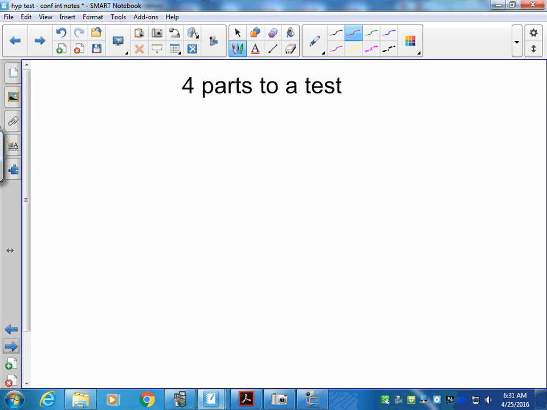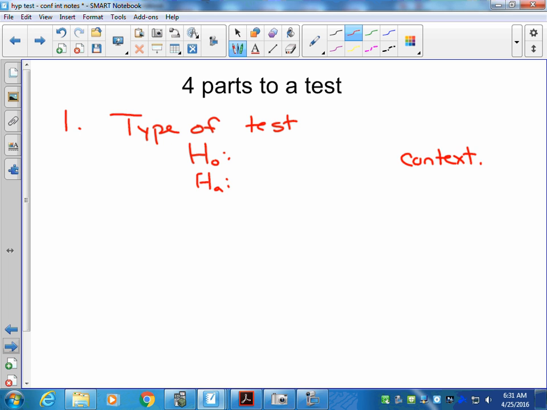Now, there are 4 parts to any test, and you want to make sure these are the pieces that the AP reader is looking for, that the scoring guide is asking you for. Number 1 is the type of test, and your null and alternative hypotheses. Now remember, in this situation, context is vital. So make sure that you're always putting context in, whether you're defining your values or working from there. So we've got our type of test, our null and alternative.